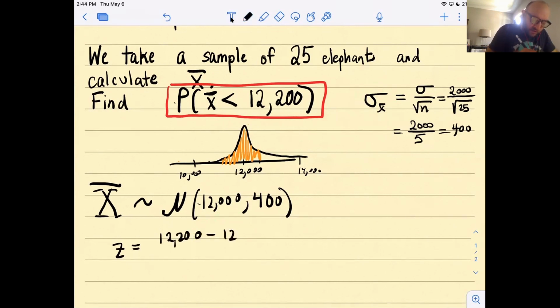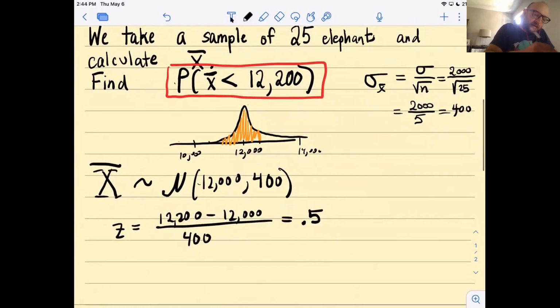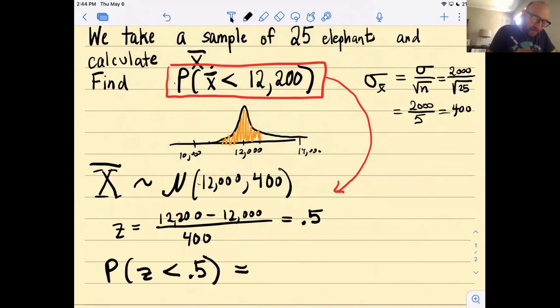12,200 minus 12,000 divided by 400. This tells me that my z-score is 0.5. So what I'm really asking when I'm asking this question is what is the probability that I observe a z-value that's less than 0.5? And then I just have to look that up in the table. So z-score less than 0.5. You guys can try that out on the z-table and let me know what you find. I'm going to do it as well here. Z-table.